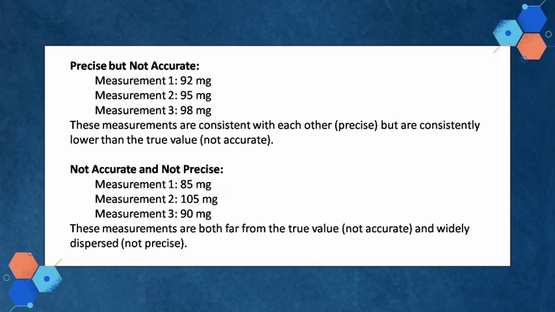Fourth, not accurate and not precise. Under this, measurement 1, 85 mg. Measurement 2, 105 mg. Measurement 3, 90 mg. These measurements are both far from the true value, not accurate, and widely dispersed, not precise.